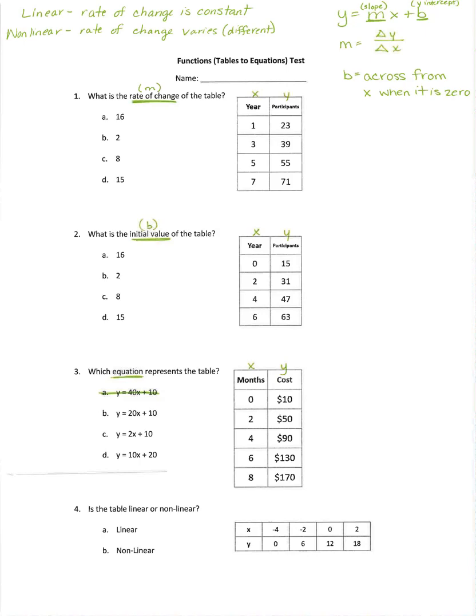Number 1, what is the rate of change, or m, of the table? A, 16, B, 2, C, 8, D, 15. Number 2, what is the initial value, or b, of the table? A, 16, B, 2, C, 8, D, 15.